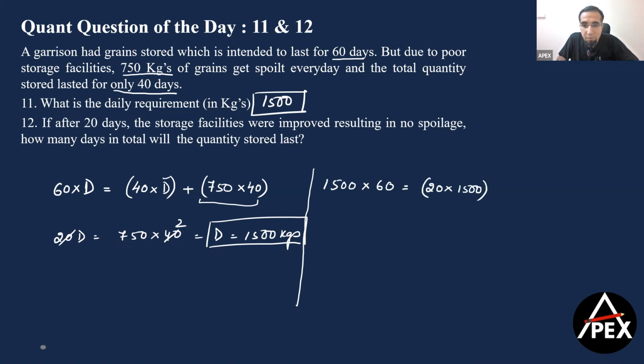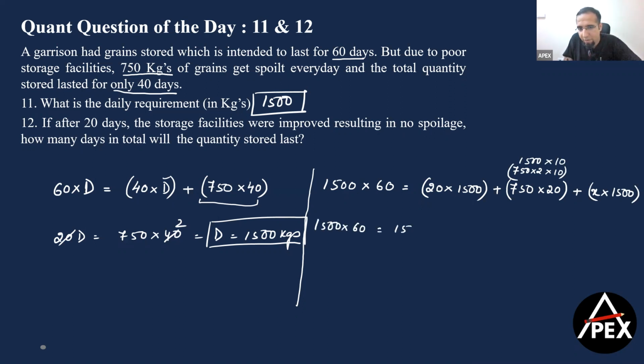Clear? And for the first 20 days, the leakage or the spoilage was happening. That is 750 into 20 was also happening. Clear? And I do not know for how many days the storage facility lasted. Let's say x days, but each day we are also eating how many kgs? 1500 kgs. Because after this, there was no spoilage. So if you observe, 750 into 20, I can write this as 750 into 2 into 10, which can be written as 1500 into 10. Clear? So I can write the total as 1500 into 60.